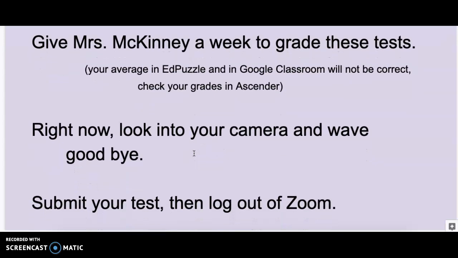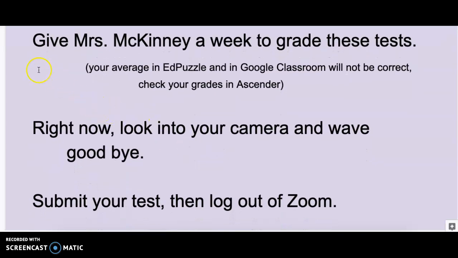All right, so some final words. You need to give me about a week to grade these tests. It's going to be pretty intensive to read all these equations. And also you need to note that your average in the grades of Edpuzzle and the average grade on Google Classroom will no longer be correct. So you need to make sure that you are checking your grades in Ascender.